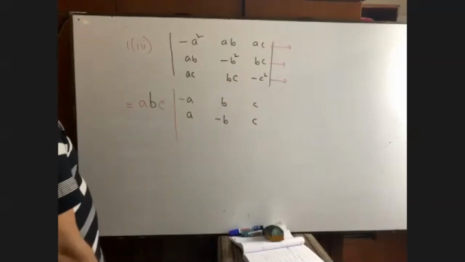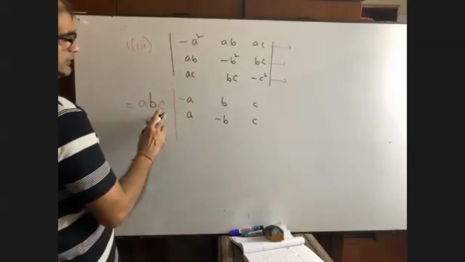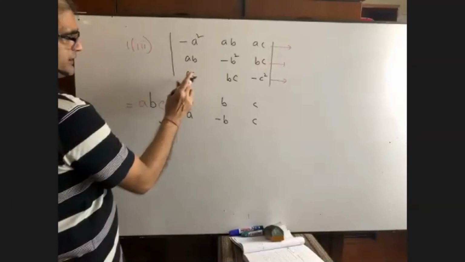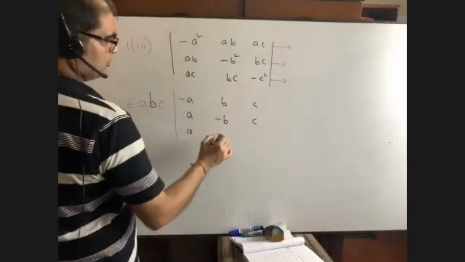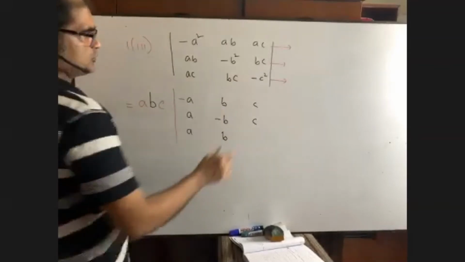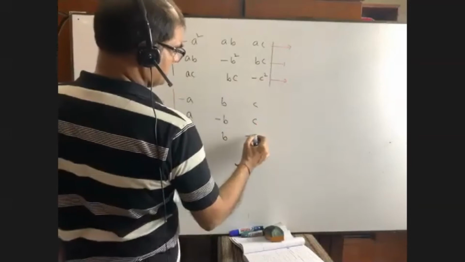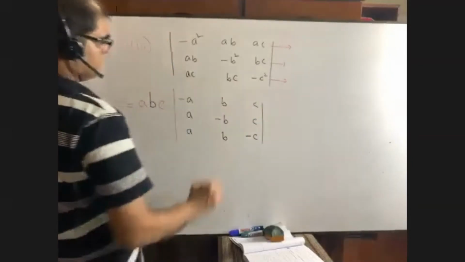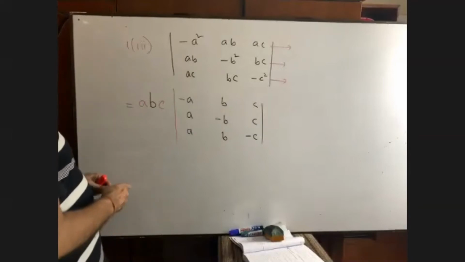Then, what common did we take from the third row? C. So if we omit C, then we will be left with A. If we omit C, we will be left with B. If we omit C, we will get only minus C. Am I right? Yes, sir. Okay.